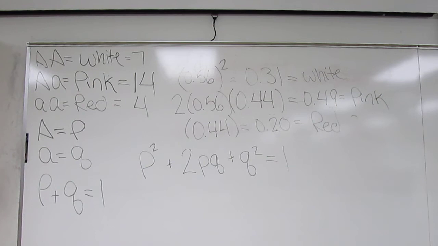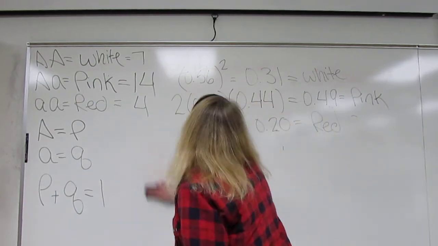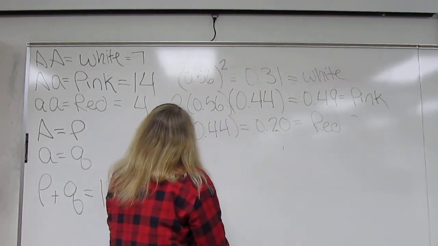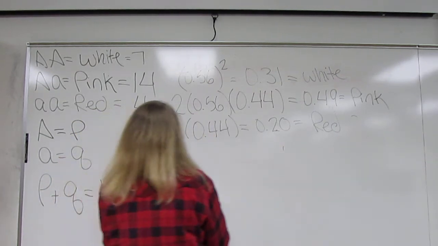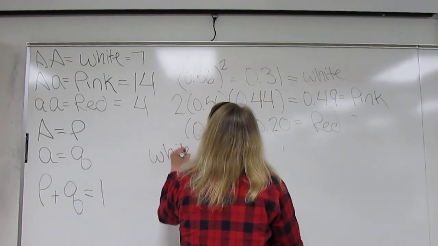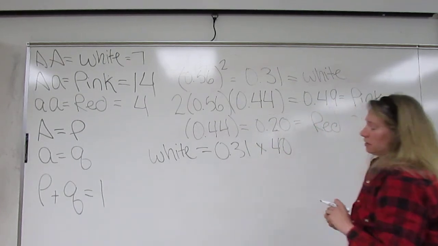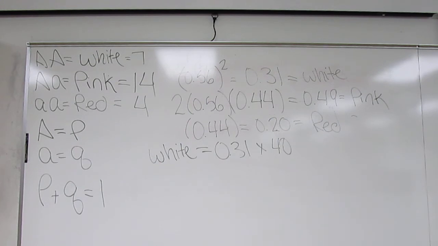Now, for the natural selection portion of your lab manual, you're always going to start with 40 individuals. So how do we know how many individuals of what color we're going to have in a new population of 40? From here, what we're going to do is multiply our genotypic frequency numbers by 40, because the new starting population is going to consist of 40 new individuals. So our new number of white individuals will be 0.31 times 40, because that's our new population size.